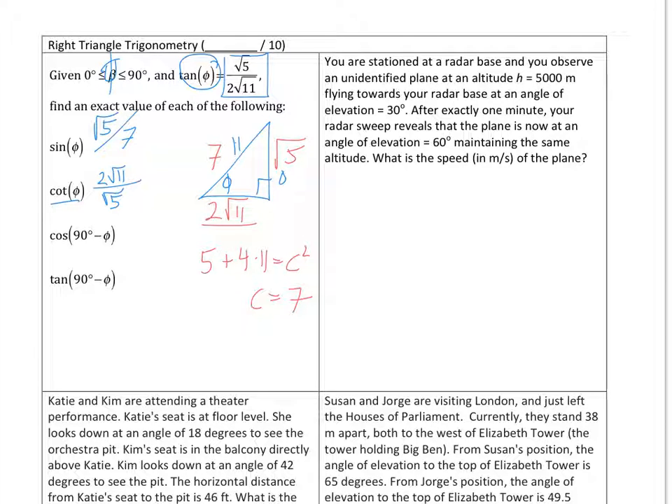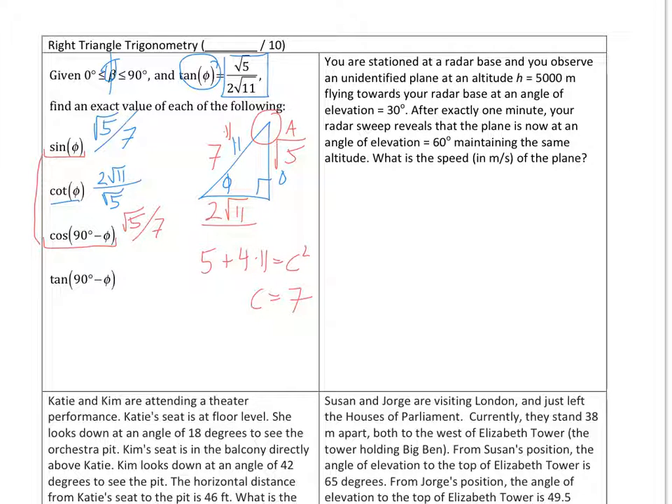Ooh, that's sneaky. Cosine of 90 minus theta. Well, if this 90 minus phi, if this guy's phi, and this whole triangle is 180, that means we're really talking about this top complement angle. So cosine of this top angle would be adjacent over hypotenuse, or the square root of 5 over 7. Hey, cosine of the complement of phi is the same as sine of phi. Those two are related. Cool.